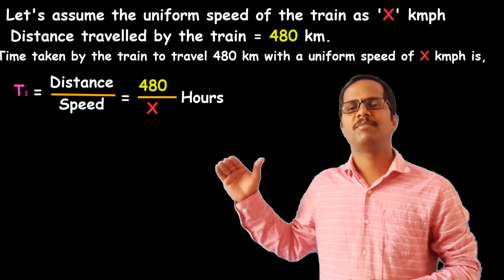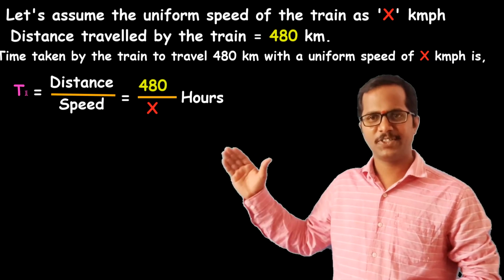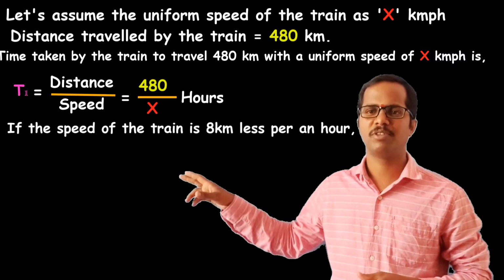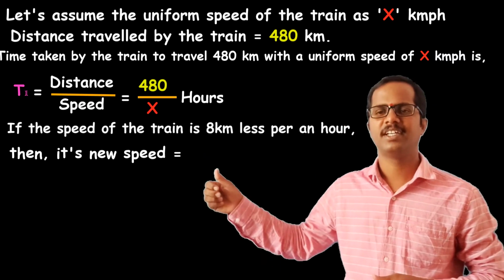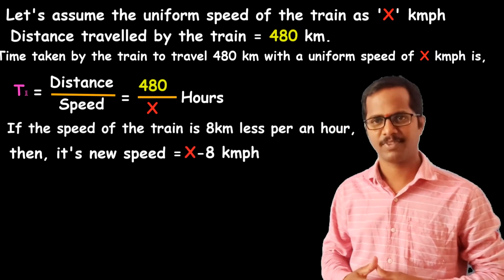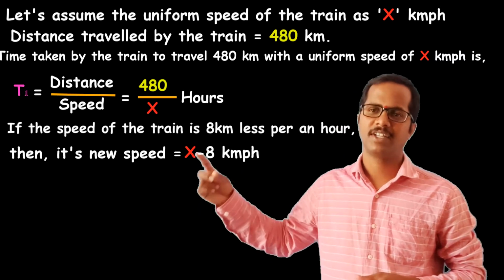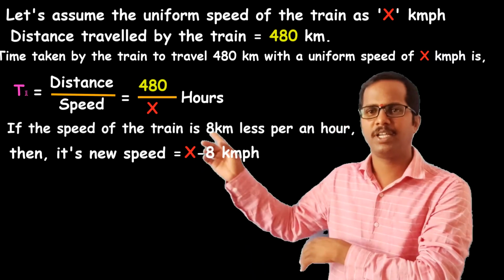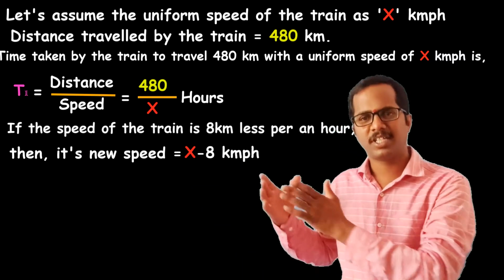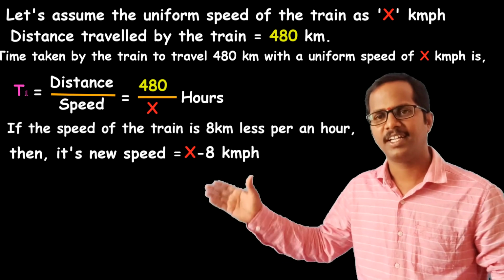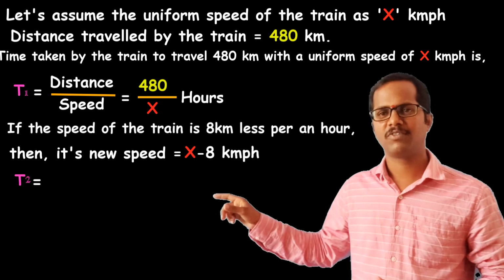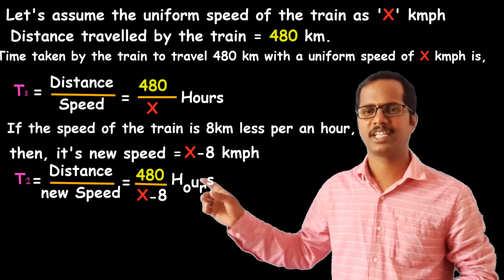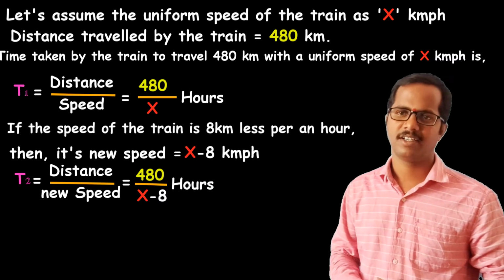Now next, what happened? The speed of the train is reduced by 8 km per hour. So after reducing the speed of the train by 8 km per hour, what is its new speed? For that we need to subtract 8 km from the uniform speed x km. So we get the speed of the train as x minus 8 km per hour. Now with this speed it is covering the same distance, that is 480 kilometers. Now to cover the same distance 480 kilometers with the speed x minus 8 km per hour, what time does it take? Let us take the second time as t2. So t2 equals distance by speed, and here the distance is 480 and the speed is x minus 8. So the second time we get as 480 by x minus 8 hours.